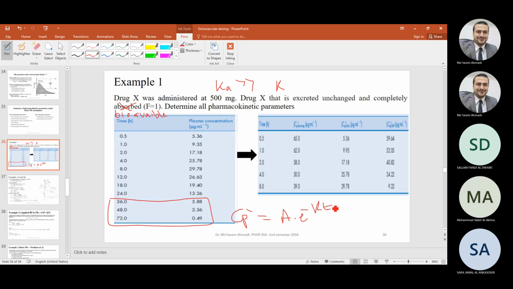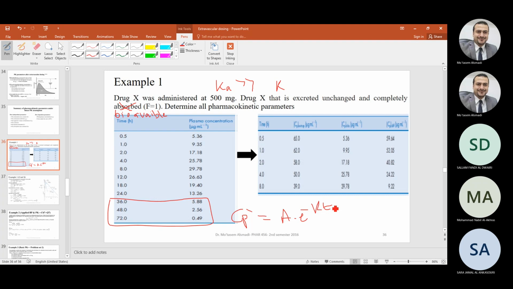We need to take the natural log or the log, right? So we need to take the natural log or log of this column here, which is the Cp prime, and then do linear regression on that. From that, we can get the intercept and the K, which is relevant to the slope. Once we do that, we know the parameters, which are the capital A and the K. This is the first step.